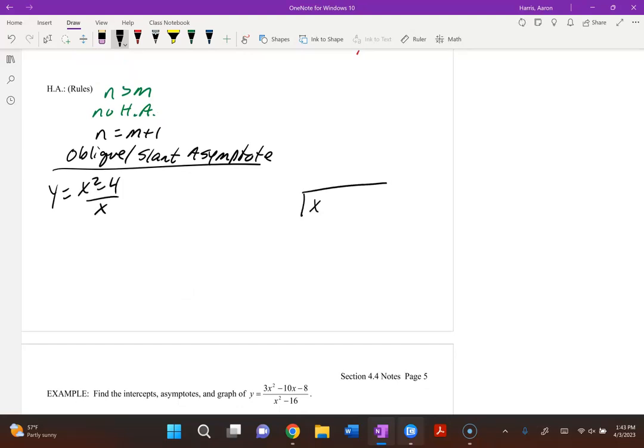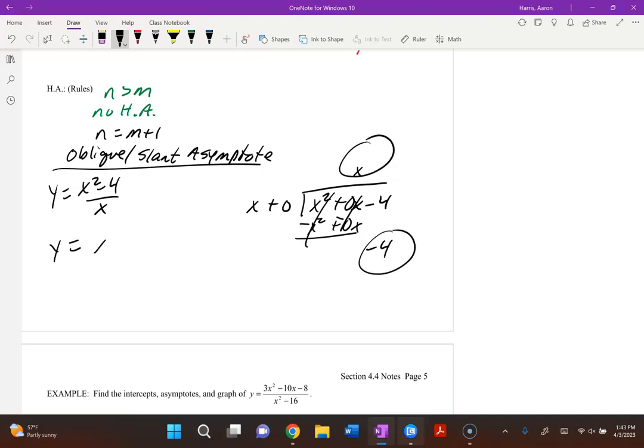So you go, okay, let me write x squared plus 0x minus 4, and divide it by x plus 0. x times x squared, x times 0, 0x. Don't forget to change those signs. There's my remainder. So y equals x plus remainder over divisor, and your oblique asymptote will come from that quotient. So y equals x, that's your oblique asymptote.